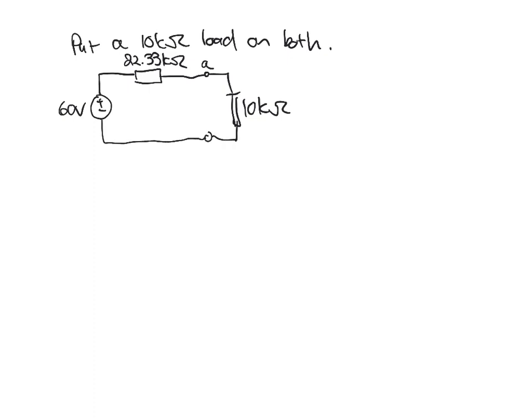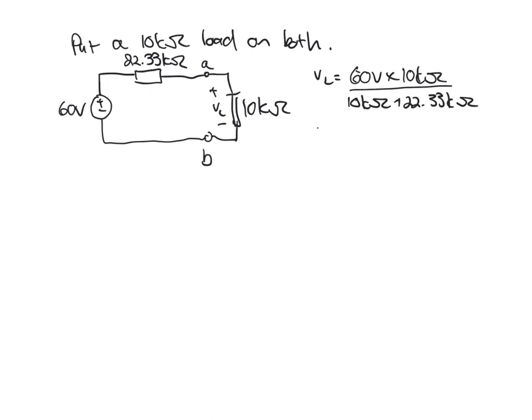and this is node B. If we work out VL, then by the voltage divider rule, we see that VL is equal to 60 volts times 10 kilo ohms divided by 10 kilo ohms plus 22.33 kilo ohms, and therefore VL is equal to 18.56 volts.